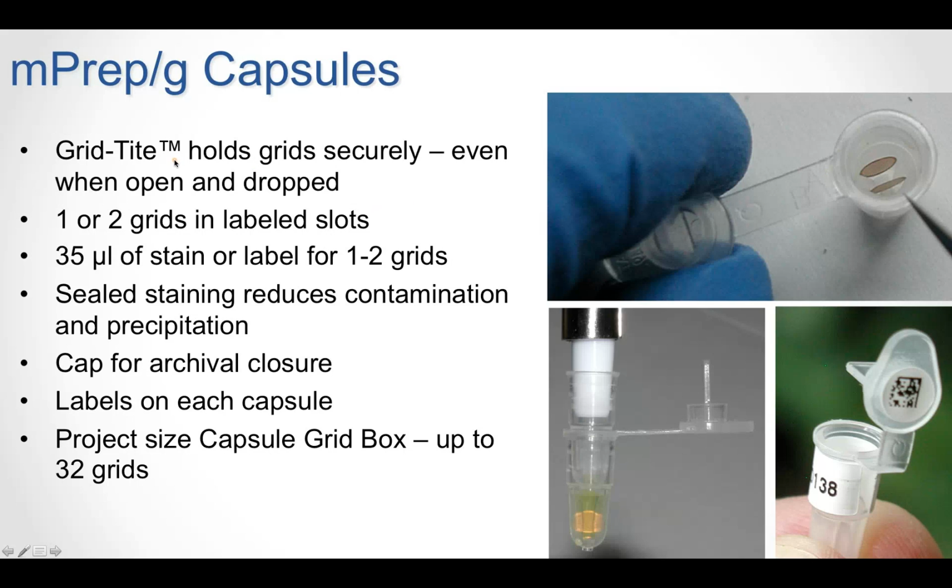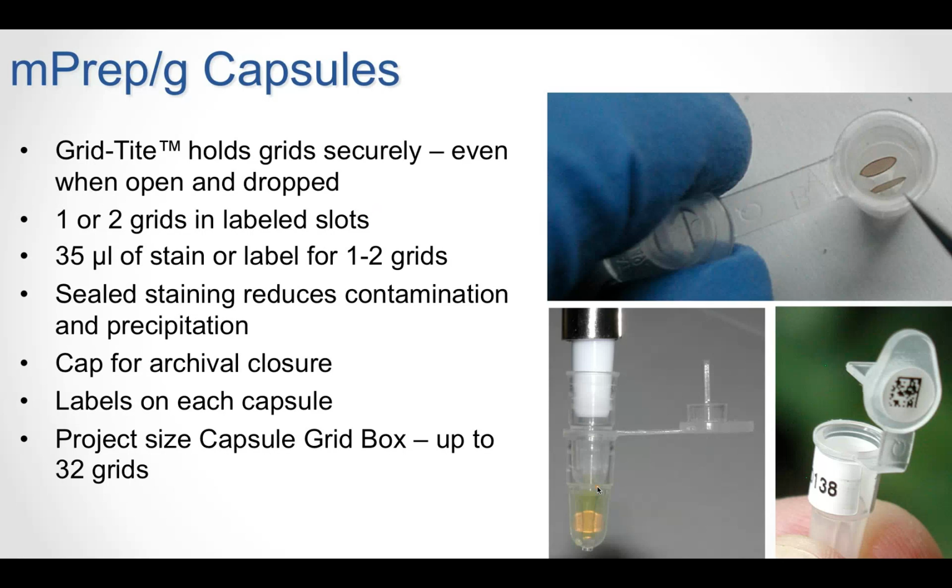The grid tight slots hold the grid securely. Effectively, they friction wedge and spring wedge the grids into place. And this capsule can be turned upside down and dropped on the floor, and these grids would still stay in. So we can place one or two grids in labeled slots, labels A and B. It takes 35 microliters to stain the one or two grids in the capsule.